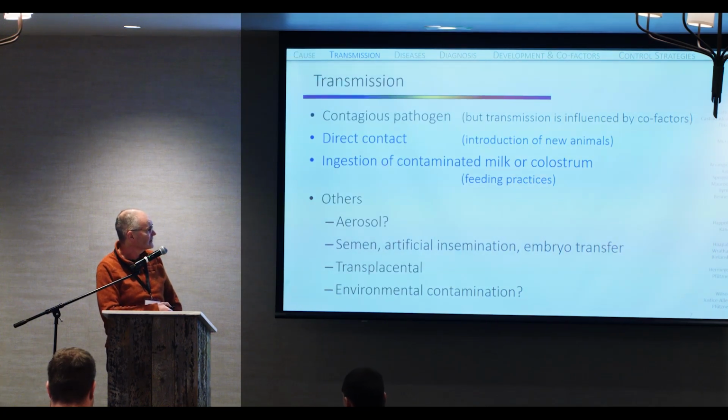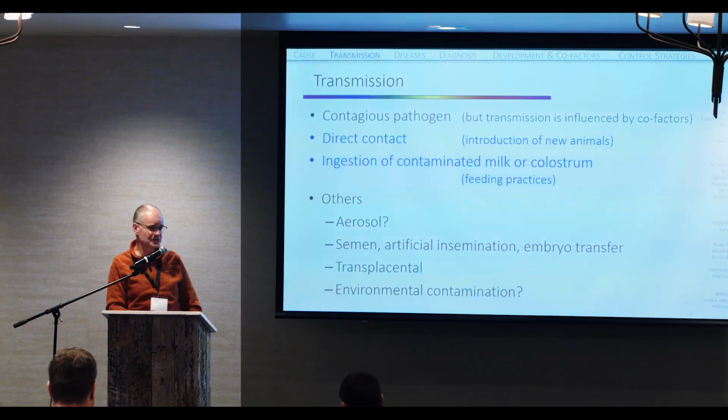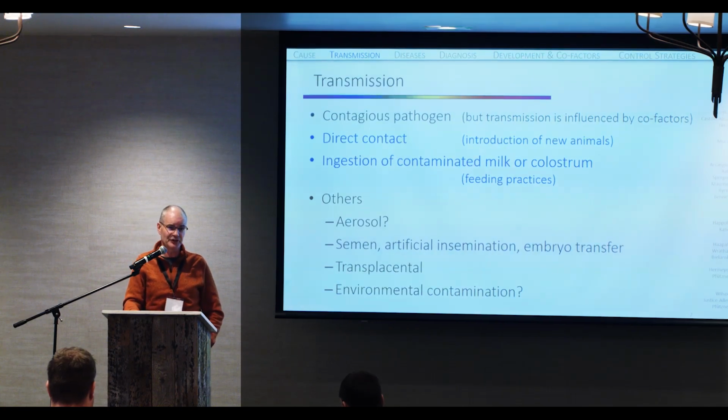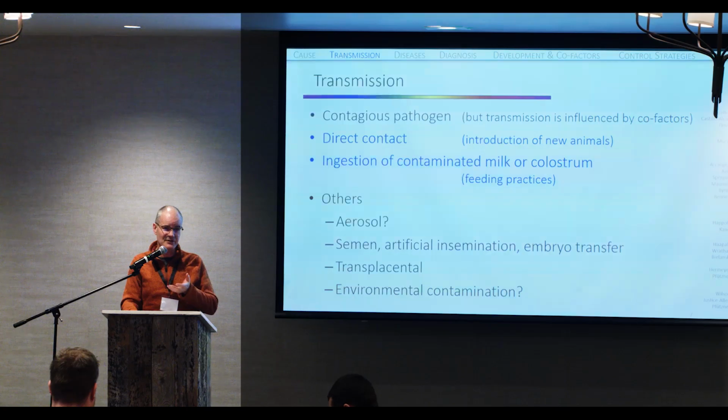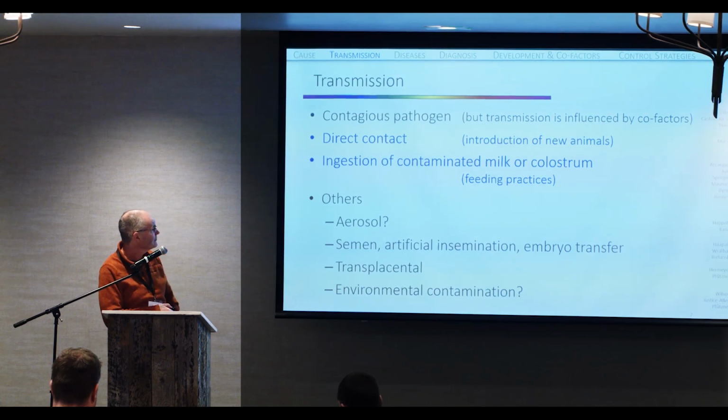The other well-recognized method of transmission would be contaminated milk or colostrum. So Mycoplasma bovis also causes mastitis, and those cows that have mastitis, or even cows in that group that don't have clinical evidence of mastitis, can shed Mycoplasma bovis in the milk, and that can transmit it to calves as well. So feeding practices are important, and I'll talk very briefly about that later.